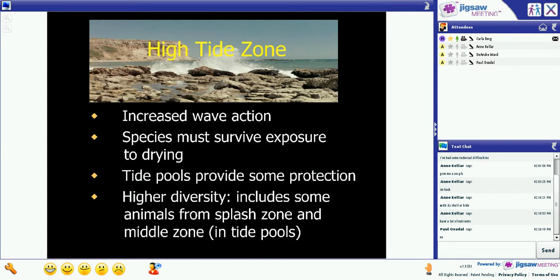As we move down the beach, our next zone is the high tide zone. Anyone want to volunteer to read this slide for me?